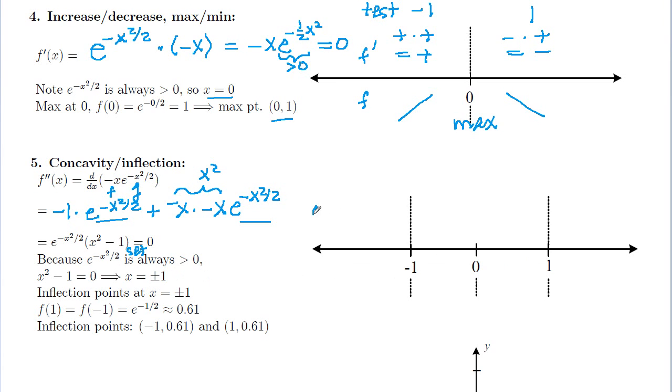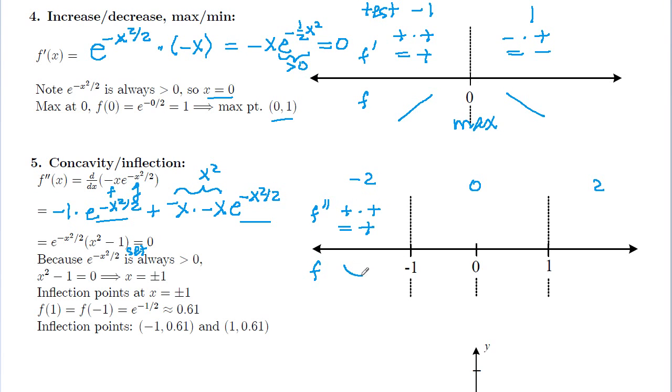So above the line we want to do the sign of f double prime. Below we want to tell what f is doing. So let's pick some test numbers here. How about negative 2, 0, and 2? So if we plug those into our second derivative, this piece is always greater than 0. E to a power is greater than 0. Negative 2 squared is 4, minus 1 is 3. So positive times positive is equal to positive.